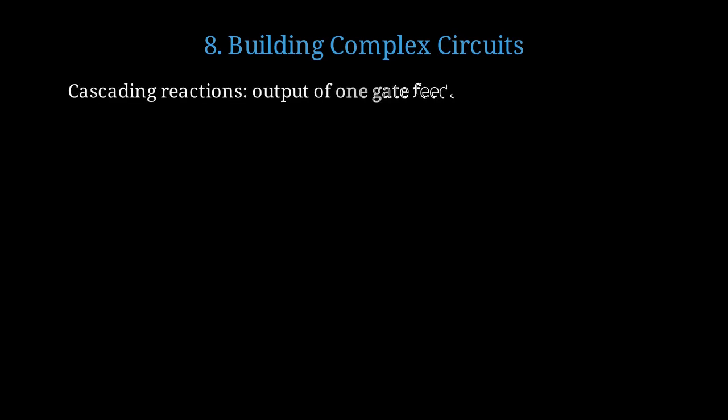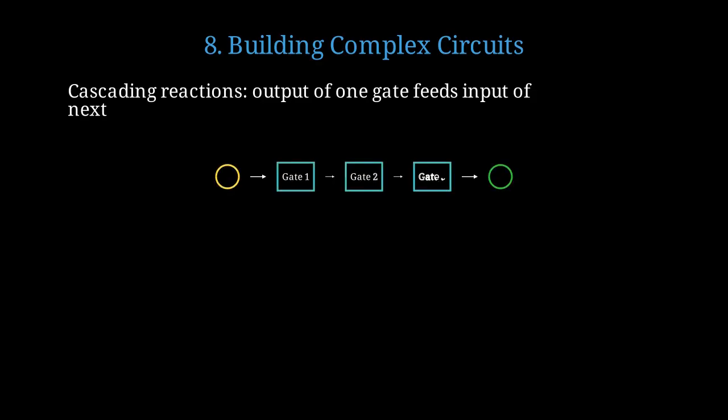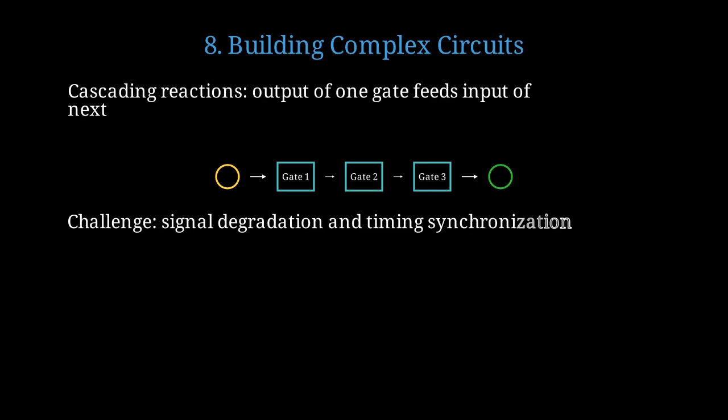We can cascade reactions where the output of one gate becomes the input of the next, building complexity. 3 gates in series create a processing pipeline, where chemical signals flow from input through multiple processing stages to output. Major challenges include signal degradation as we cascade more gates, and keeping timing synchronized across parallel pathways.